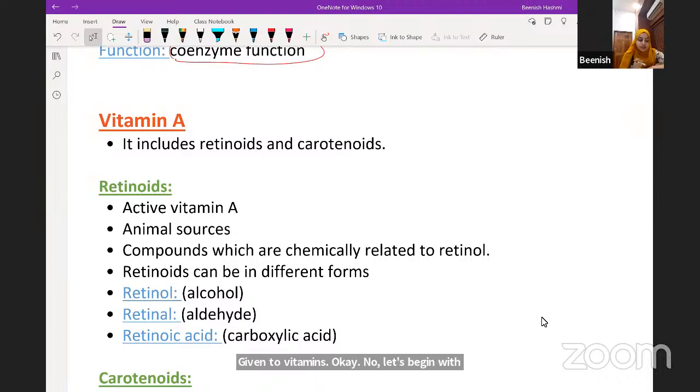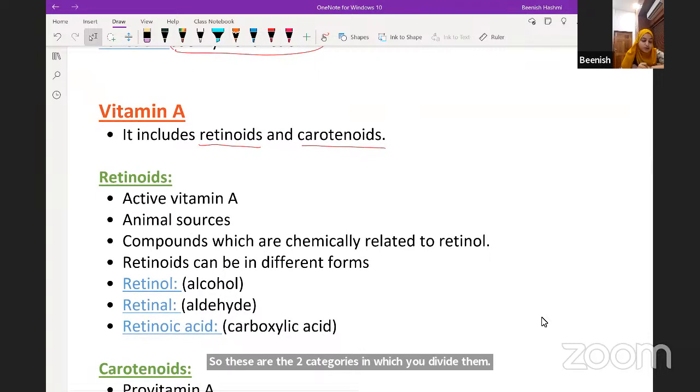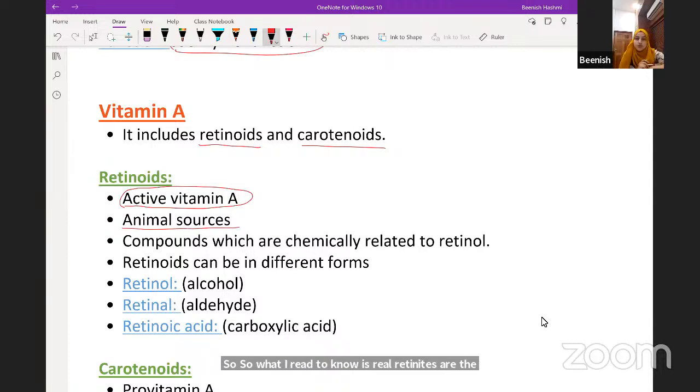So your vitamin A includes retinoids and carotenoids. These are the two categories in which you divide them. So what are retinoids? Your retinoids are the active form of vitamin A, and you get them from animal sources. Now compounds which are chemically related to retinol fall under retinoids. So in the strictest sense, you can say vitamin A is your retinol, okay? Although retinoids have different forms, that is your retinol, where the functional group is alcohol, your retinal, where the functional group is aldehyde, and retinoic acid, where the functional group is COOH, carboxylic acid.